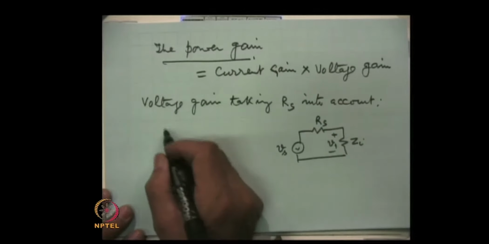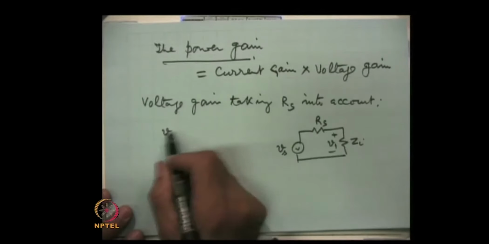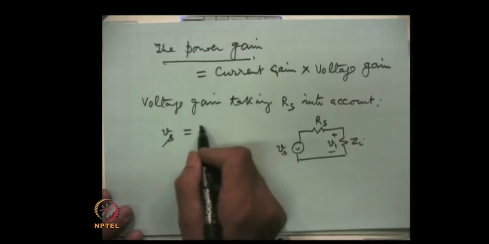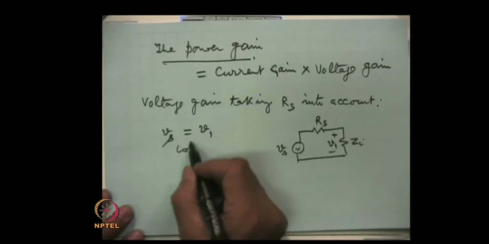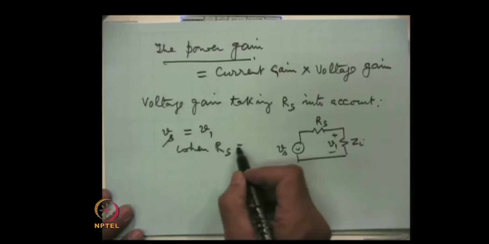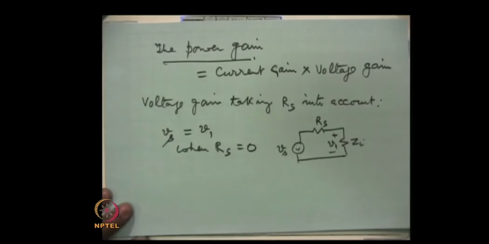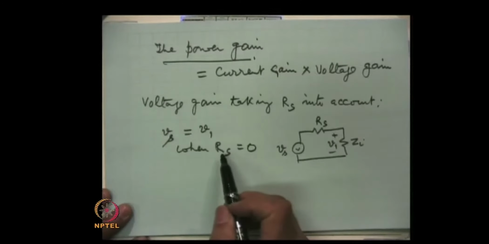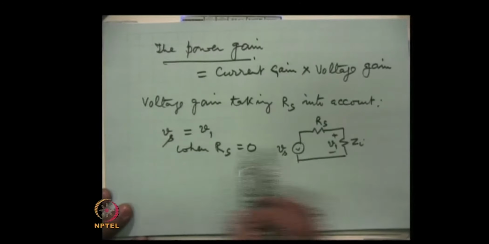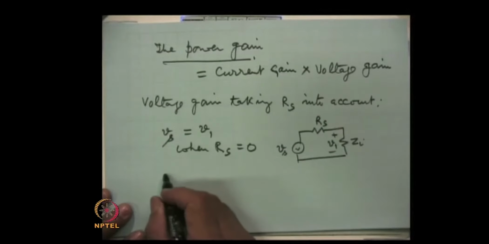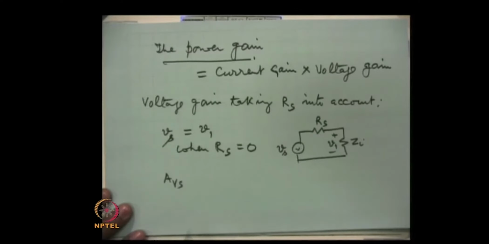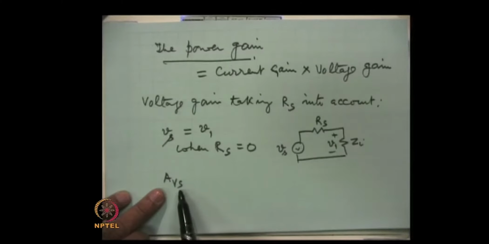The two voltages Vs is equal to V1 when source resistance is 0, when Rs is equal to 0. But we want to take the finite value of the source resistance into account. So, this AVS, that means this will be the voltage gain when we take into account the source resistance.